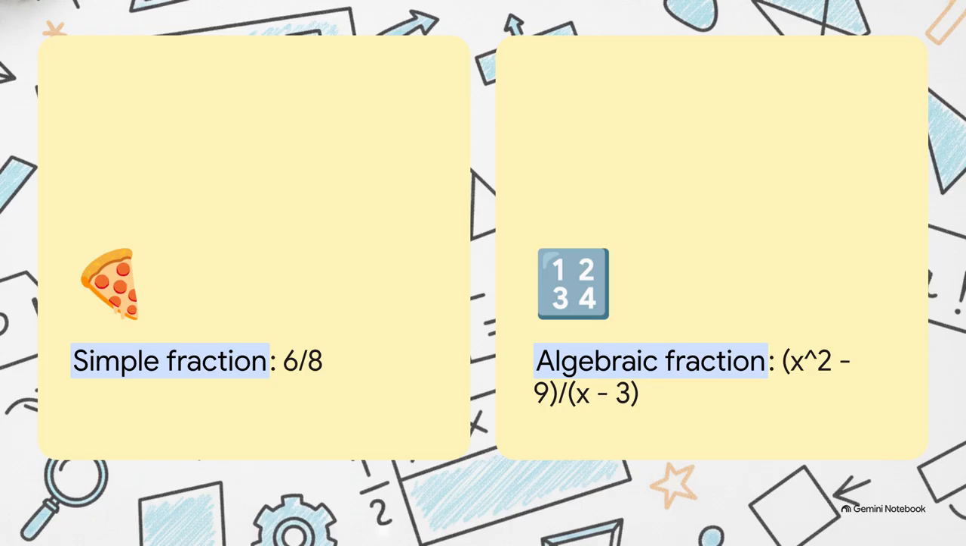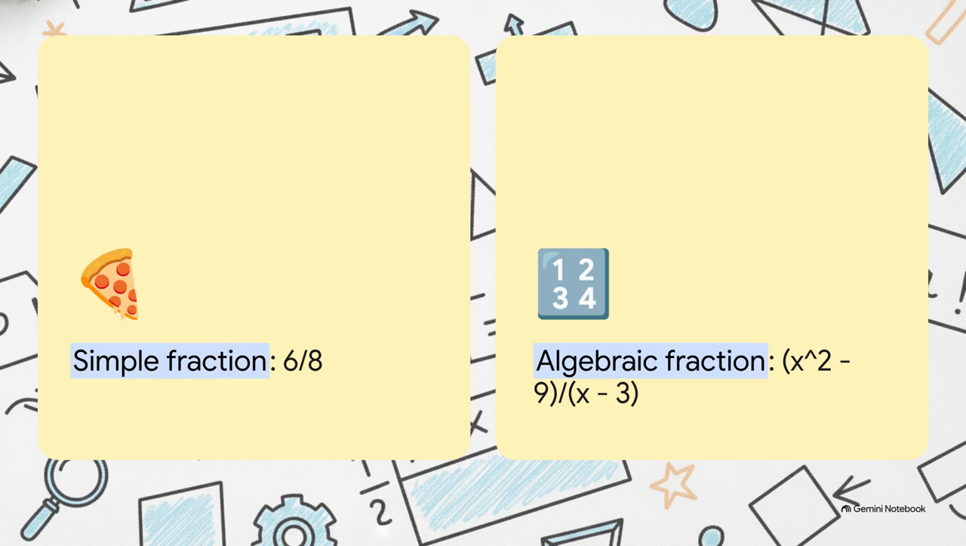Take a look at the very simple fraction we have here, 6/8. You instantly know you can simplify that, right? Both the top and the bottom can be neatly divided by 2, reducing it down to 3/4. It's almost automatic. Now, take a look at the other expression, x squared minus 9 all over x minus 3.